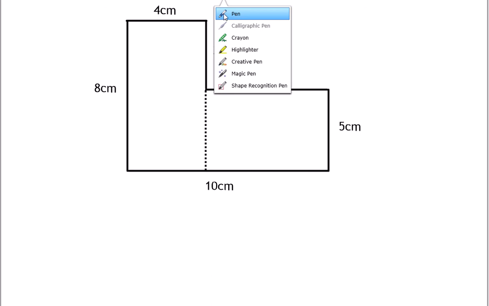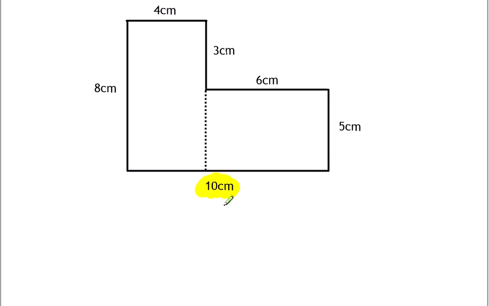On this one, this is 10 and it's going across the page. We call that horizontal. And if you look at the other two horizontal lines, 4 and 6 add up to make 10. If you look at the vertical, the long one over this side is 8. And if you look at the other two verticals, 3 add 5 makes 8.